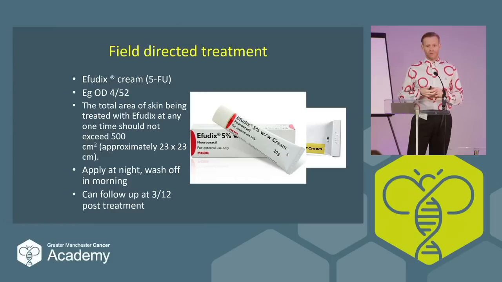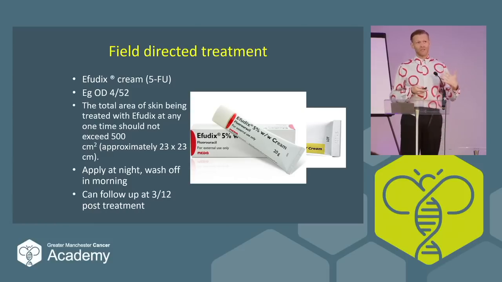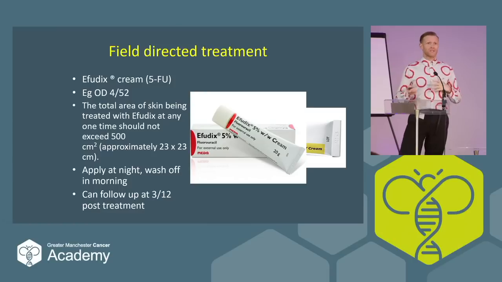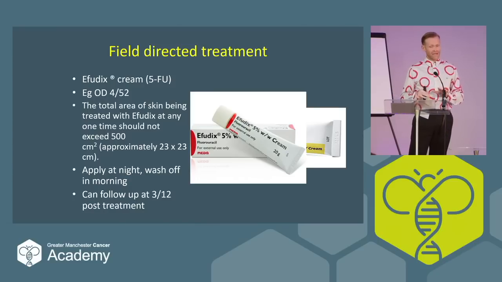You can use it over a pretty big area. So I would treat whole scalp at one time if somebody's got a lot of sun damage. And again, if you can predict the response to treatment based on the amount of sun damage that people have got in the background and sort of counsel them on that. You put it on at night, wash it off in the morning. It's best to follow patients up if you can at 3 months, or safety net them and say, if it's not gone, then please come back.